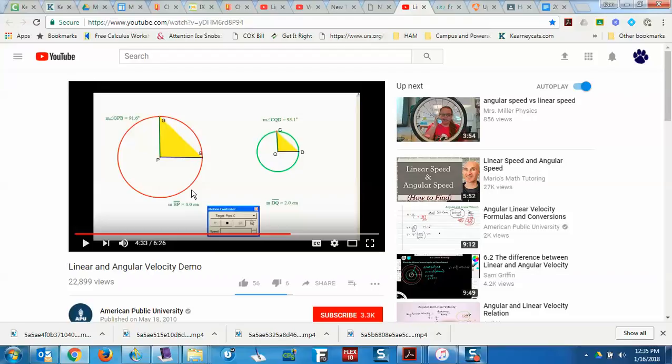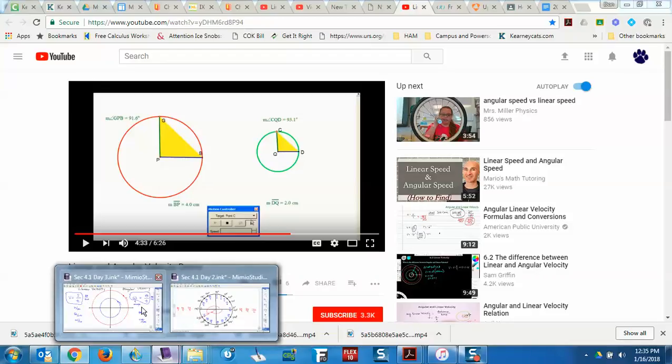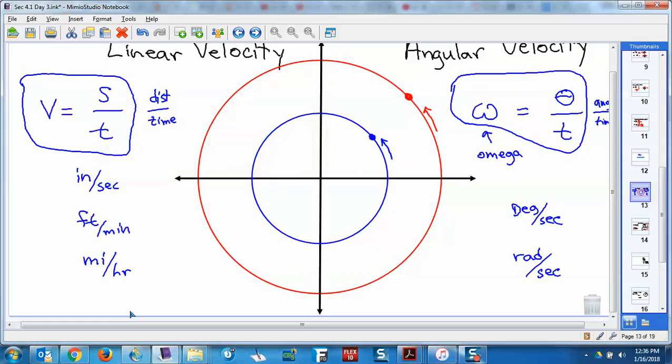So angular velocity versus linear velocity, okay? And again, a lot of the problems we're going to talk about are going to be motion in a circle, right? Motion in a circle is what we're looking at. Okay, so let's go ahead and pick up from there. And now let's get into some of these formulas we're talking about.